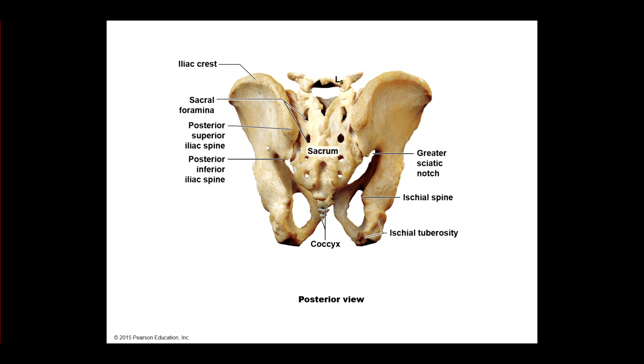This is just a posterior view of the pelvis. Again, you would have the entire hip bone over here, the other hip bone over here, and now you can see it really well, the sacrum and the coccyx from behind. Right? And then we even have a little bit of L5 up here. So just a posterior view.